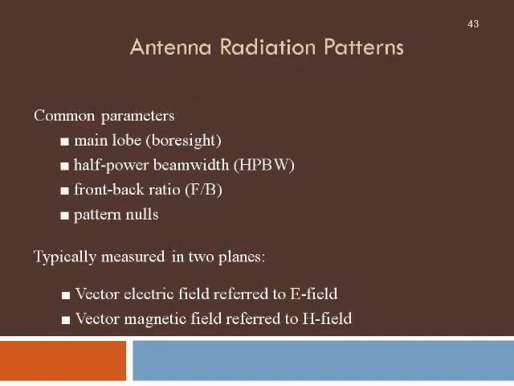The antenna radiation patterns, if we see, we are interested in certain parameters. The common parameters of interest from a radiation pattern are the main lobe or boresight. Then we have half power beam width, in short known as HPBW, or some people call it in different ways also. Then we have the front to back ratio, or F by B ratio. The final one will be pattern nulls or zeros of the radiation pattern.